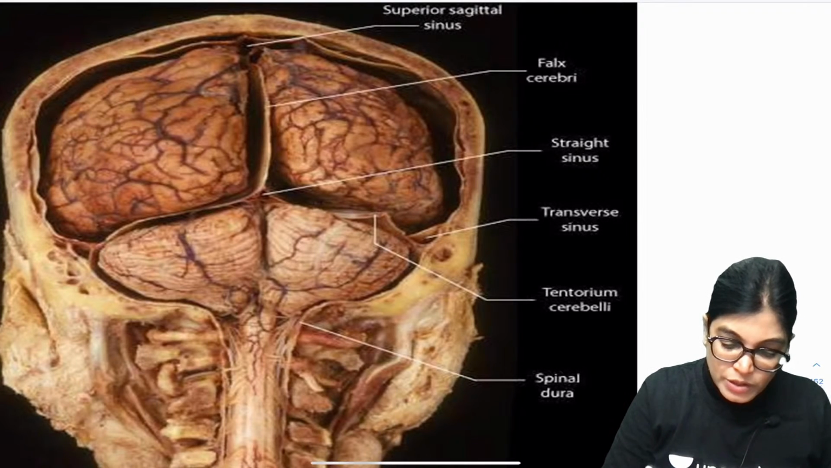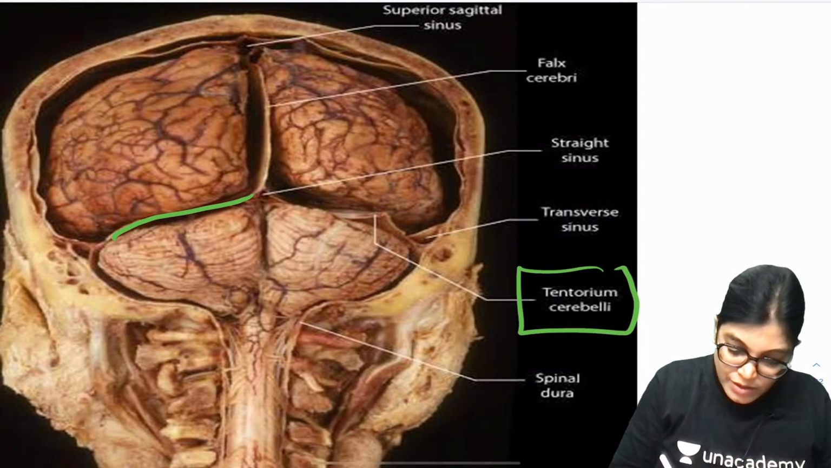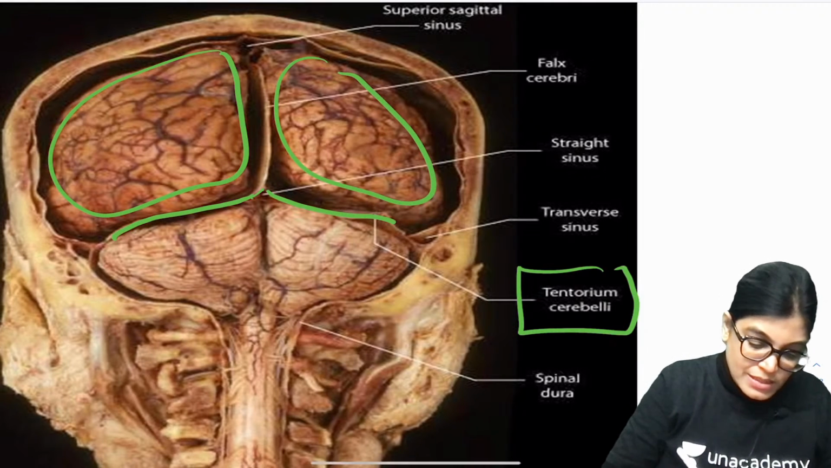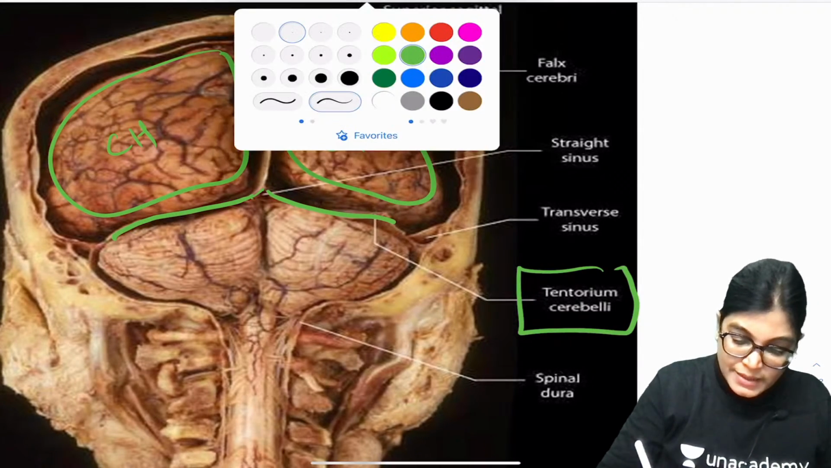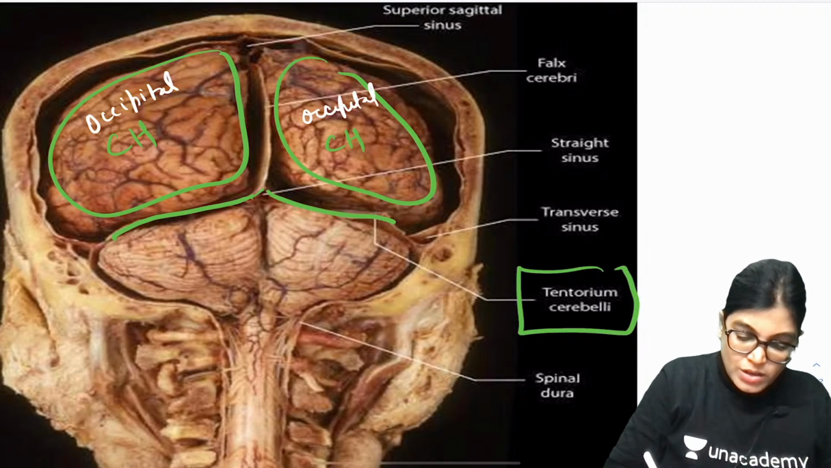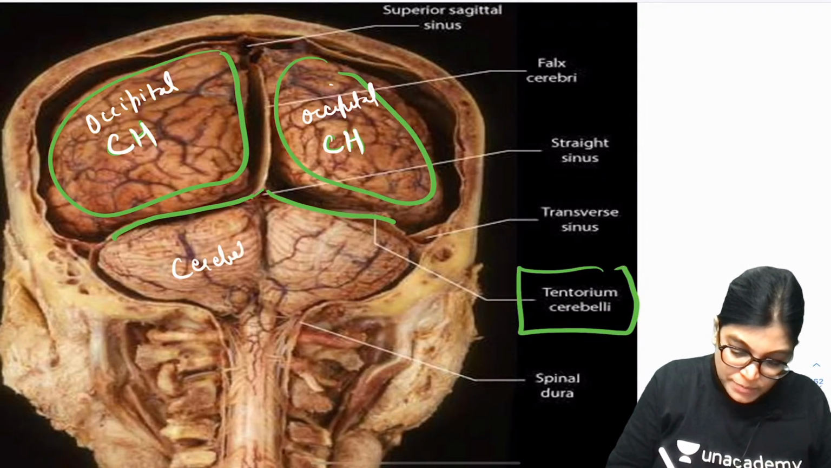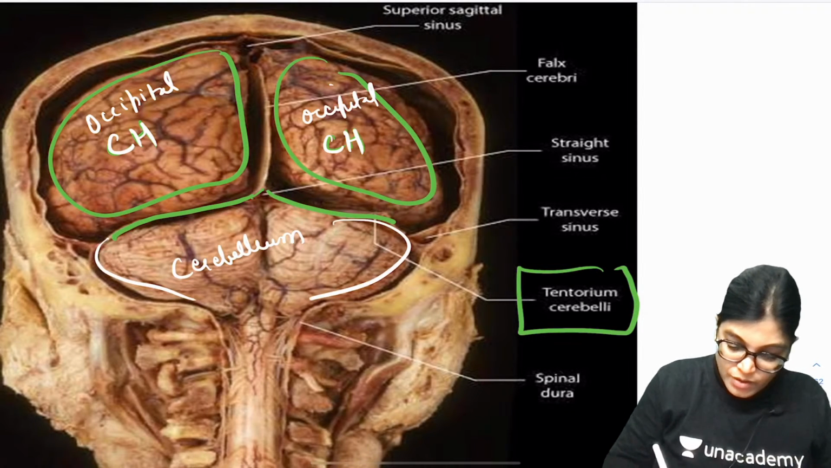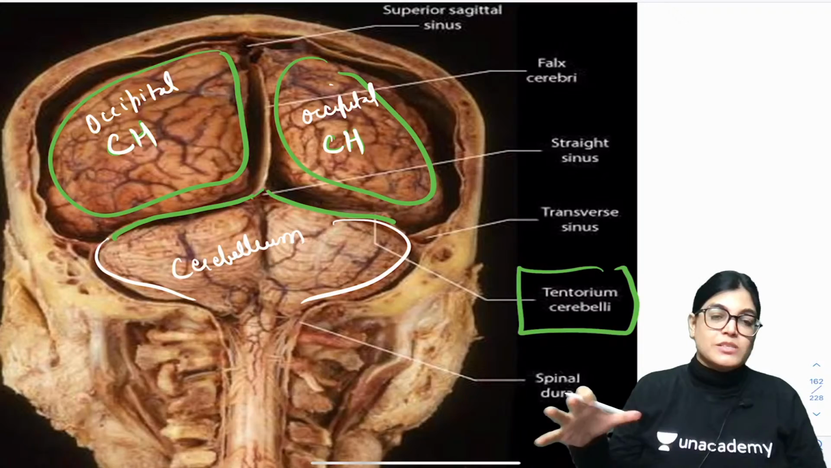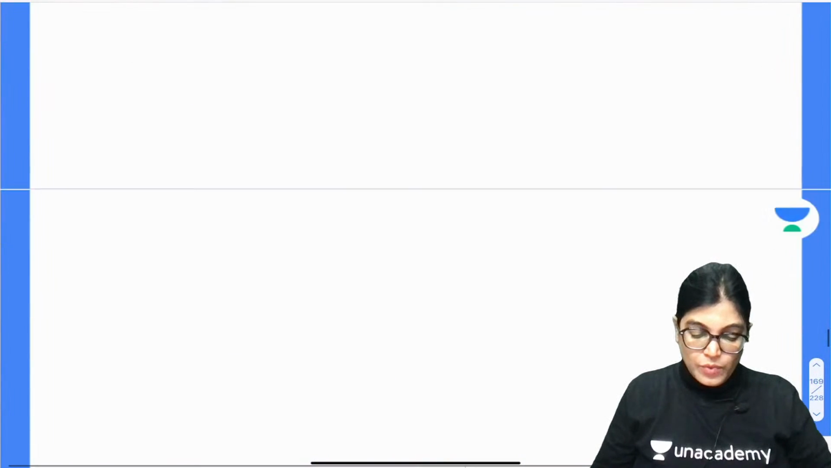So my dear aspirants, what I told you, the tentorium cerebelli. You can see here, this is the tentorium cerebelli, and this dural fold is exactly between the cerebral hemispheres of both sides. This is the occipital lobe of the right and left cerebral hemisphere, and below is the cerebellum. So the tentorium cerebelli is protecting the cerebellum from being crushed by the occipital lobe of the cerebral hemisphere. Got it? Let me write this information and then we will proceed.